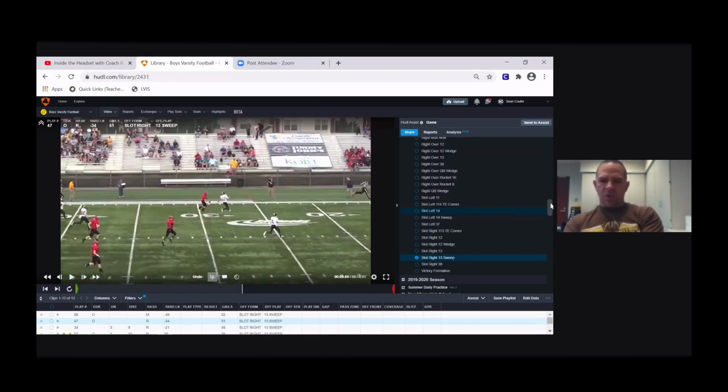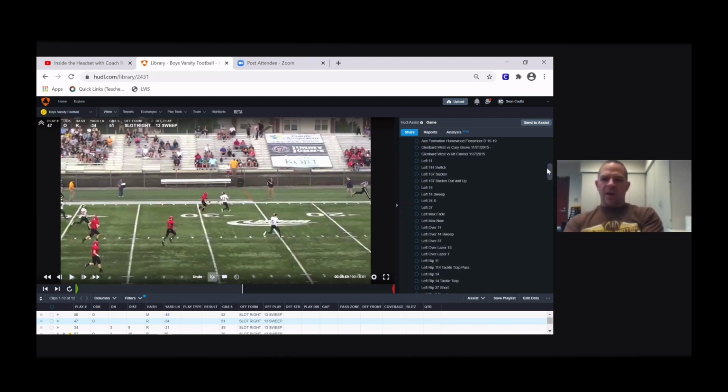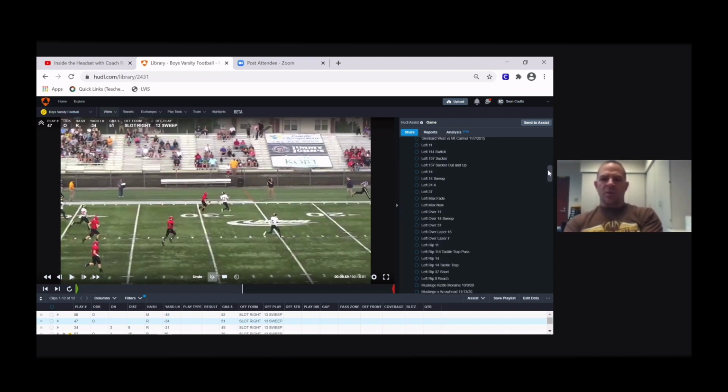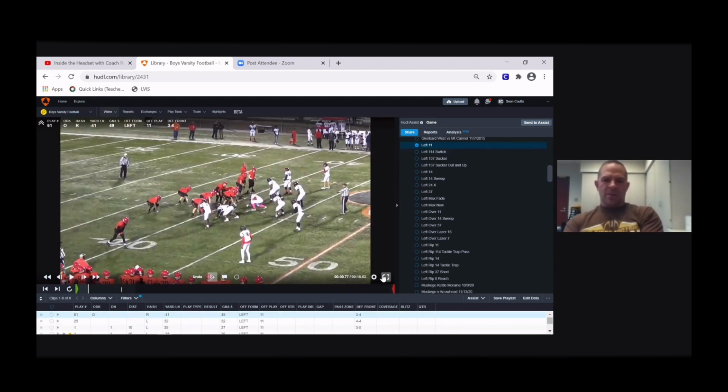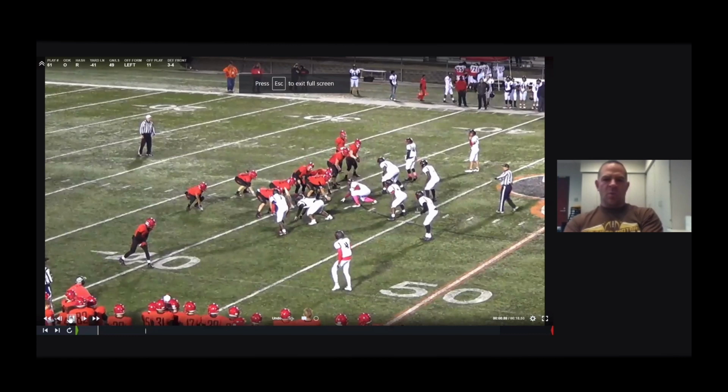Fullback trap, I'll show you, and then we'll kind of conclude this here. So we want to run fullback trap. We have 8 different ways to run fullback trap. We can run left fullback trap. So here's number 1. Number 1 way to run fullback trap.